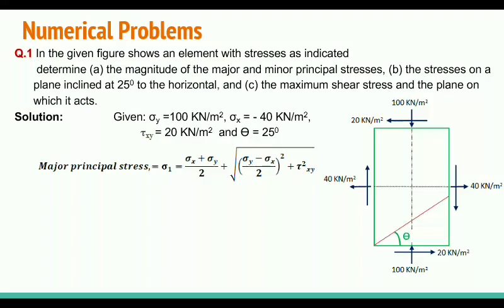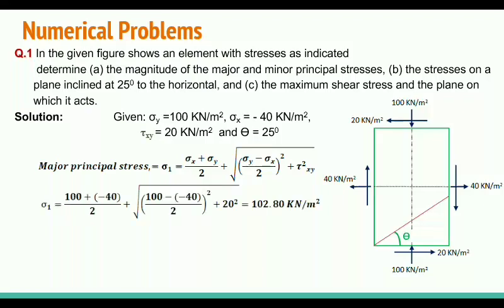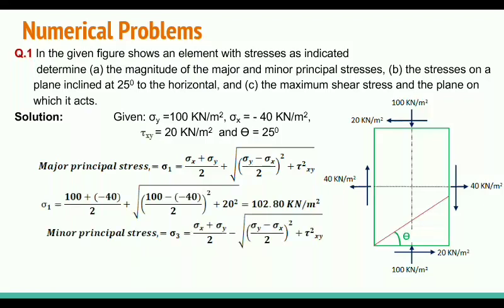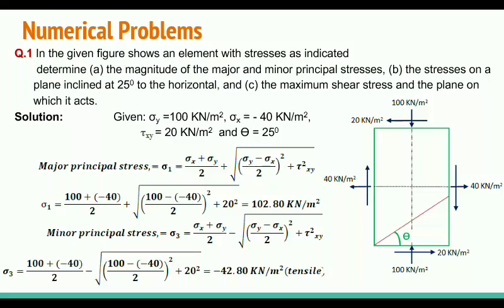Okay. Tau xy also, you can see there is an opposite sign, one plane is clockwise or anti-clockwise, so whenever we talk about anti-clockwise we take it as negative, right? So we can take tau xy as minus 20. Calculating the major principal stress by putting in all these values, we get 102.80 kilonewton per meter square. And the minor principal stress we get is minus 42.80 kilonewton per meter square. It means the major principal stress is compressive in nature and the minor principal stress is tensile in nature. Okay. So the first part we have solved.